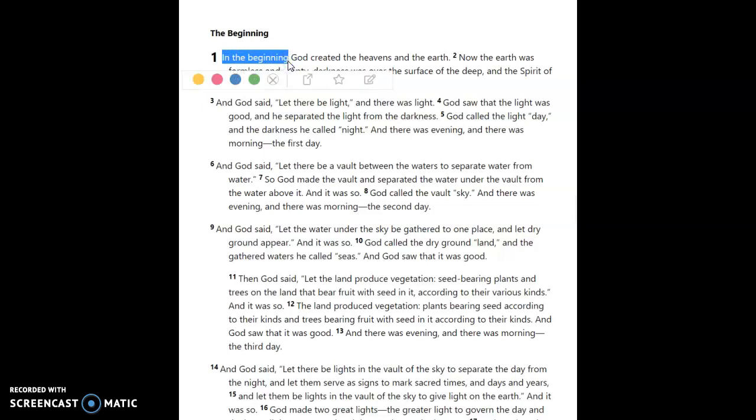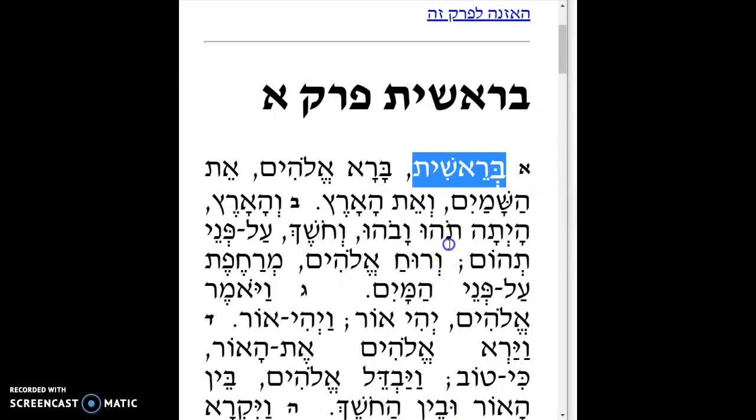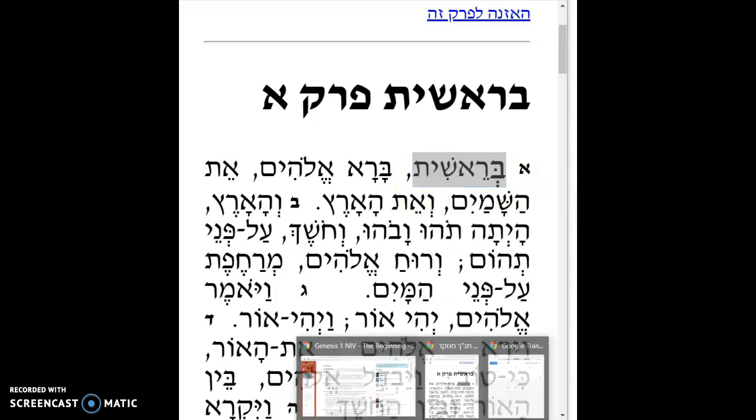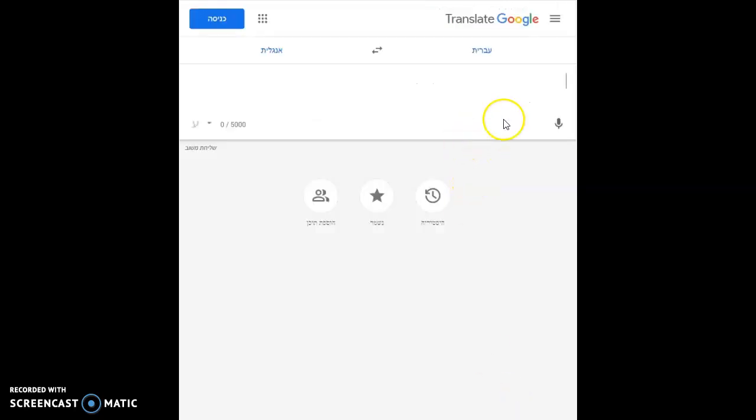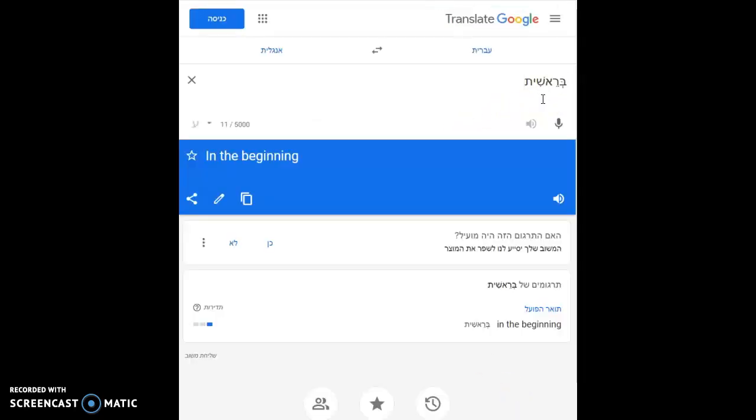Now, to show you how much is lost in translation, what I'm going to do is a very simple thing. I'm going to go to the original Hebrew text. I'm going to take the first word. Hebrew is written from right to left. And so this is the first word, first letter, last letter of this word. I'm going to copy that and just put it in Google Translate. So one word is being translated as three words.